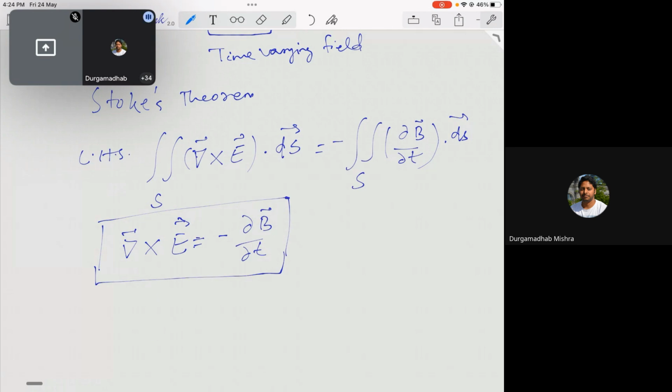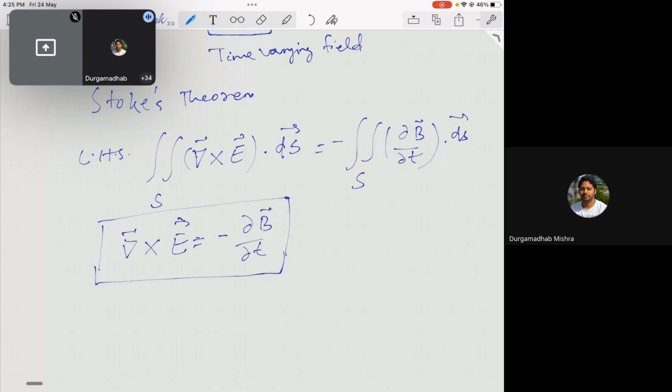So you can say this is the first experiment, and then when Maxwell put it in this differential form, this is nothing but your Faraday's law of induction, which tells you that a moving magnetic field or a changing magnetic field can produce an electric field.